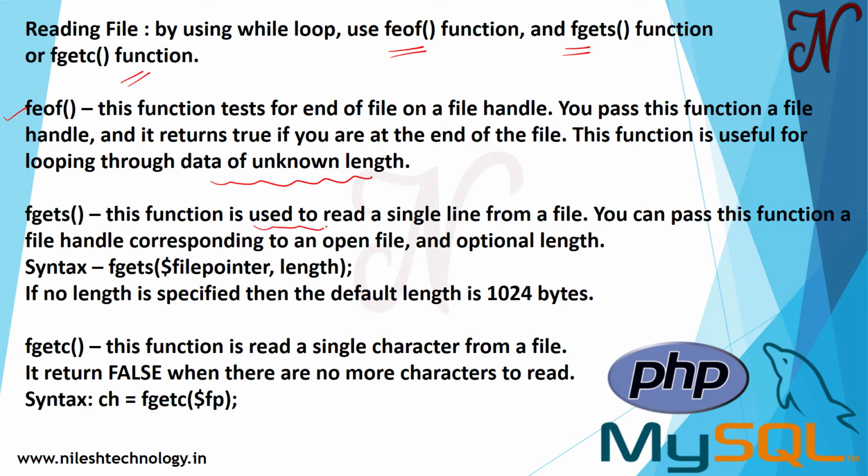fgets: this function is used to read a single line from a file. You can pass this function the file handle corresponding to an open file and an optional length. So this is the syntax, file pointer, and this is the length. If no length is specified, then the default length is 1024 bytes. Then the fgetc function is used to read a single character from a file. It returns false when there are no more characters to be read. So this is the syntax.